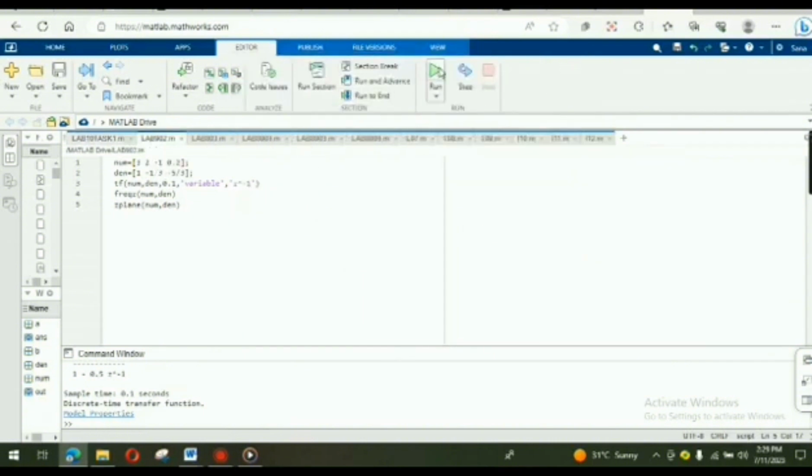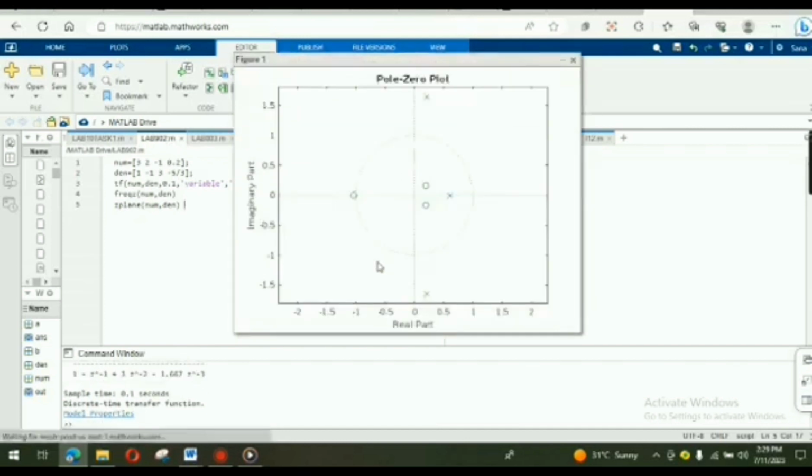The second lab task is, let's run. Here the pole is inside the unit circle, but two of the poles we can see are outside of the unit circle. So we can say that this system is unstable because two of the poles are outside of this unit circle.